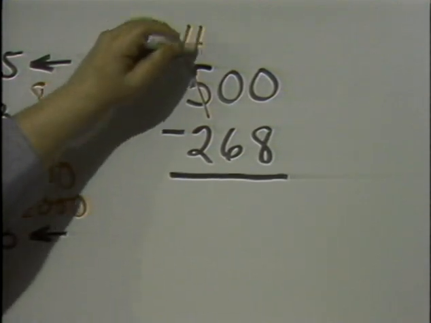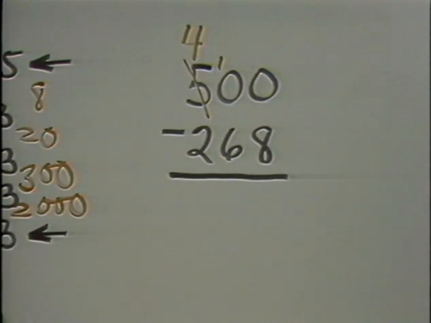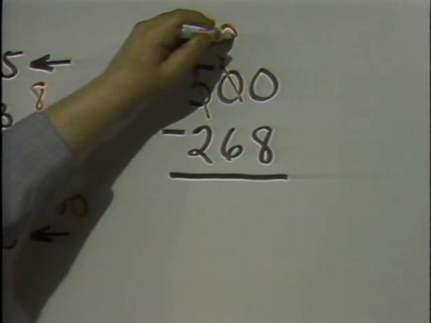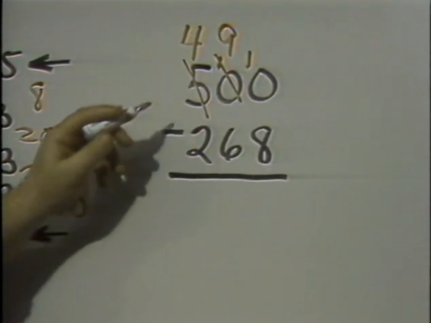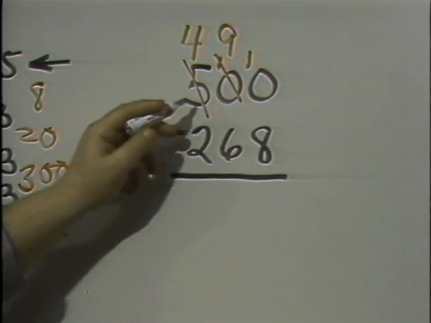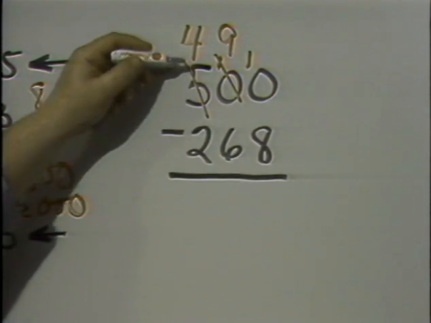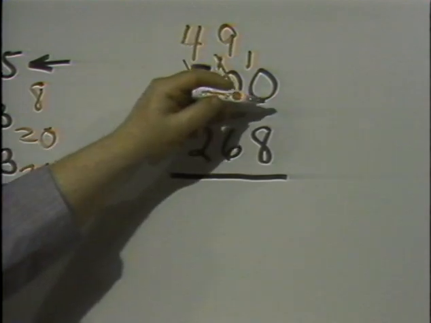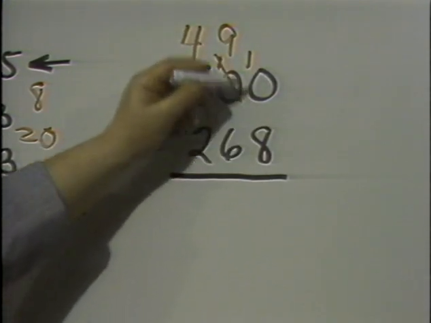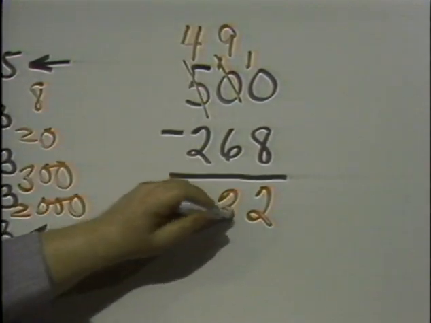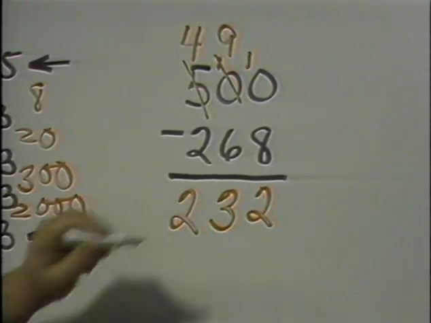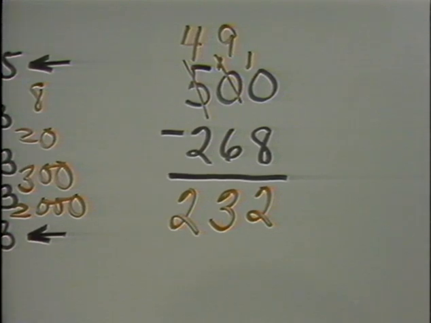I take one of my hundreds and trade that in for 10 tens. Then I take one of the 10 tens, leaving me with 9 of them, and trade those in for 10 ones. In terms of money, or whatever way you want to look at it, $500 is the same as what? 4 hundreds, 9 tens, and 10 ones. Now, in this sense, I can say what? 8 from 10 is 2, 6 from 9 is 3, 2 from 4 is 2, and there's the same answer, 232, in a much more succinct, concise way.